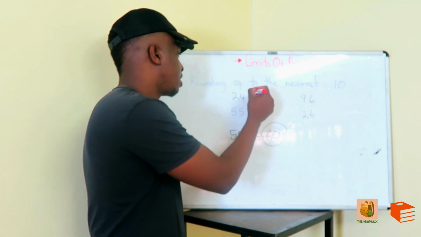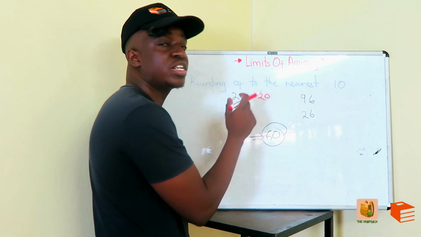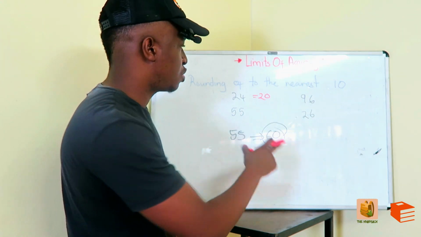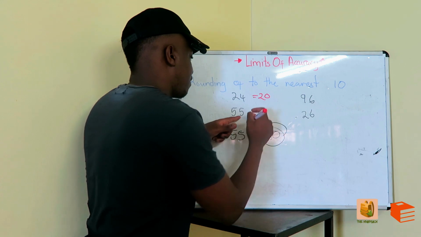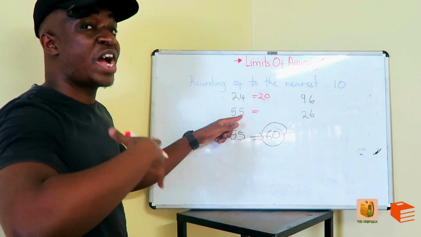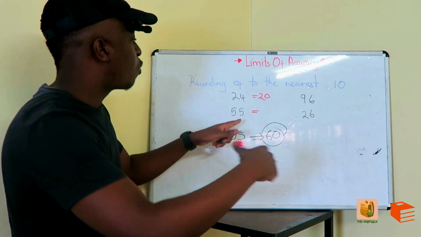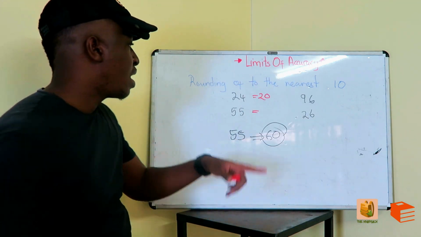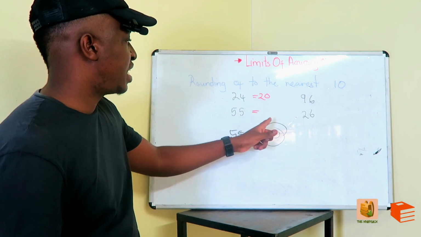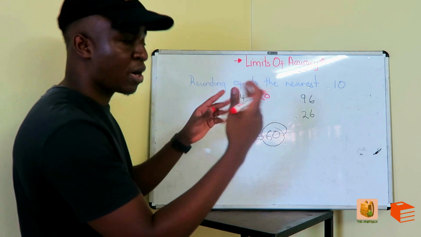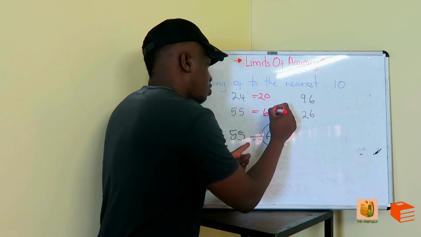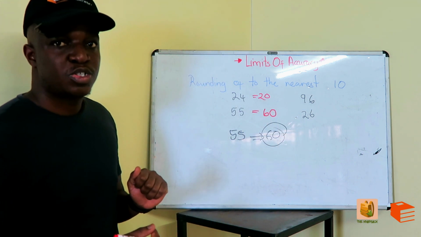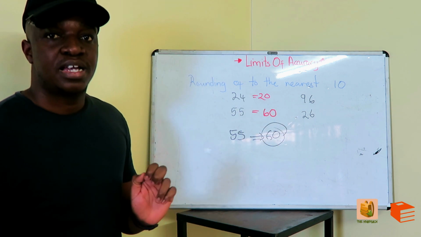Let's double back and complete. This one rounds down to 20 because 4 is closer to 0 than it is to 10, so we do not add a 10 there. But this one, 5 is closer to 10, so we will have to round it up. If we round it up to 10, according to place value, we add the 10 to the tens, which is now going to be 6. So the next 10 is a 60.